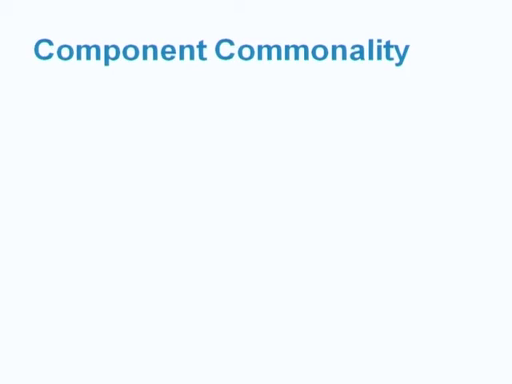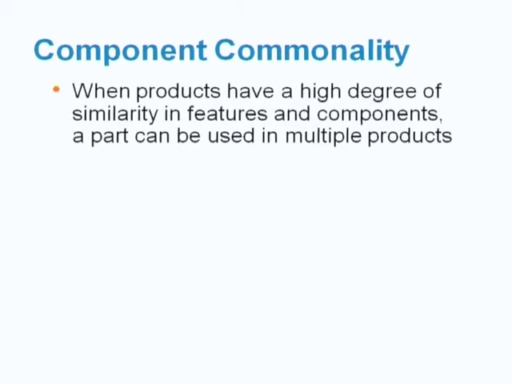How about component commonality? When products have a high degree of similarity in features and components, a part can be used in multiple products. For example, GM cars have some parts they use in the different models, like the braking system, water pumps, and so on, safety belts. So they can use some parts in several models.